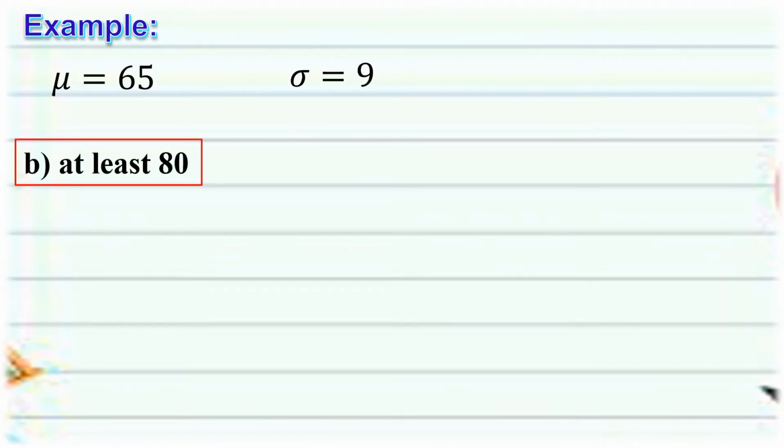So let us have the next one. Let us determine the percent of the scores at least 80. In doing so, we are going to use x is equal to 80, and we are going to determine the probability of x greater than or equal to 80.